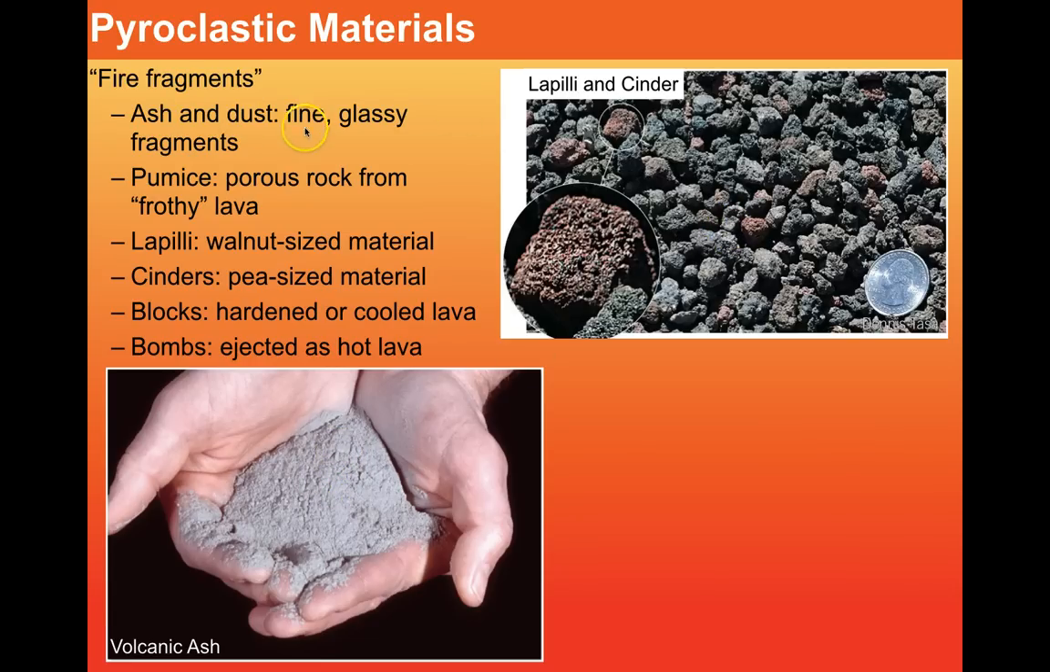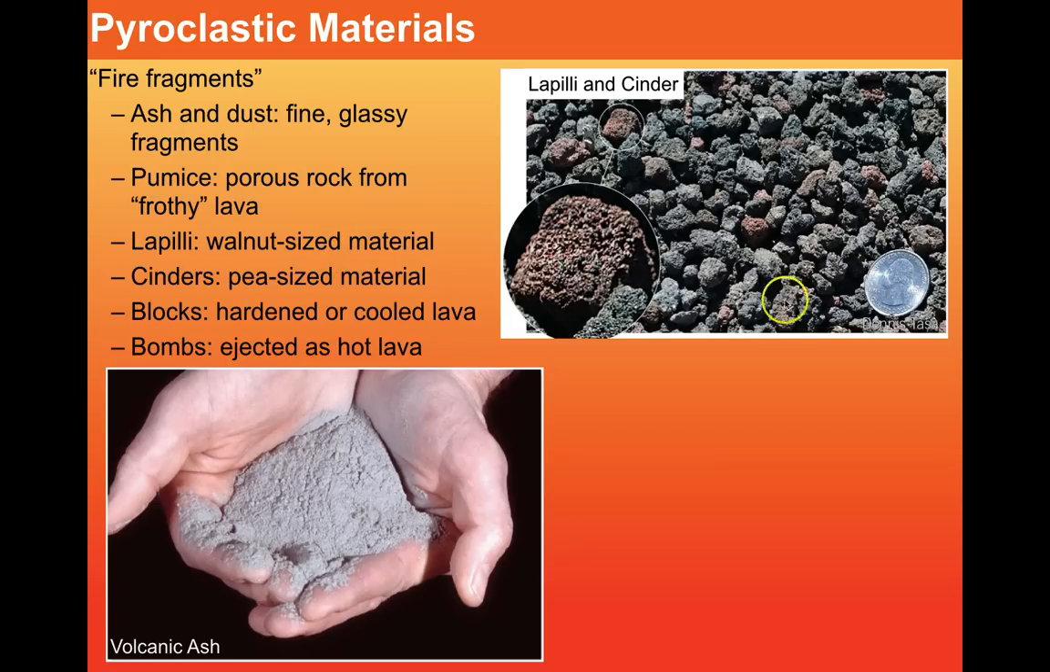So ash and dust is fine glassy fragments. Most of it's either glassy or very fine crystals, very, very small. Pumice is porous rock from frothy lava. Frothy meaning very gaseous, has a lot of gas in it. Lapilli is a walnut-sized material. These are lapilli in here. Here's a quarter dollar here.